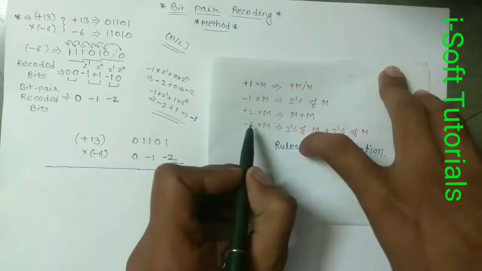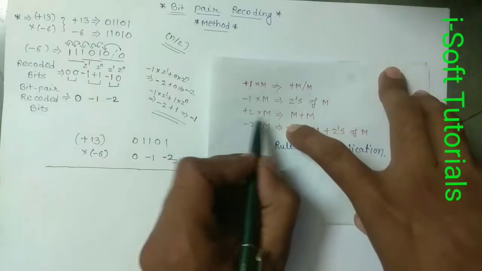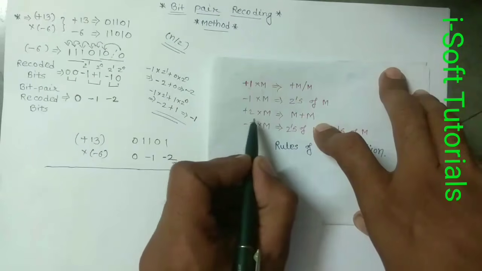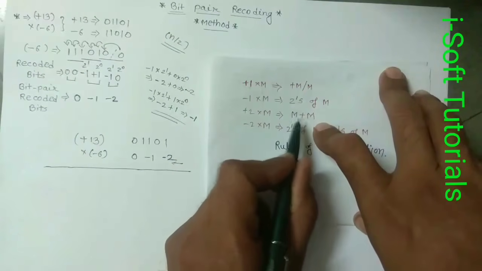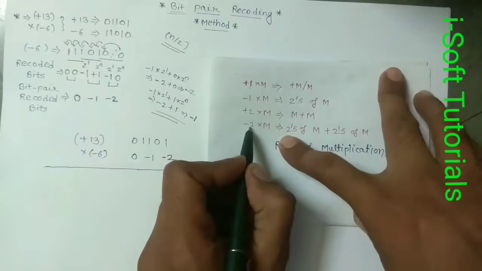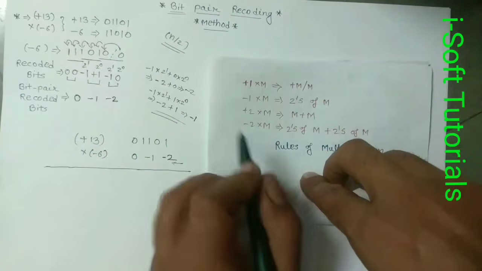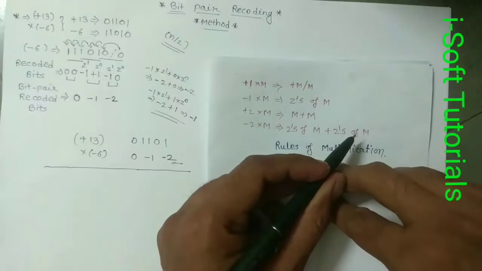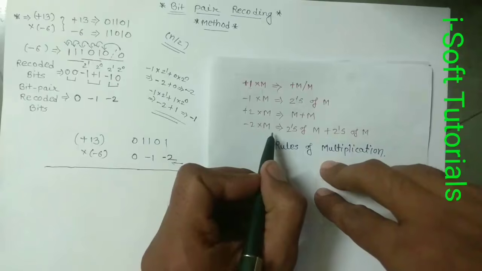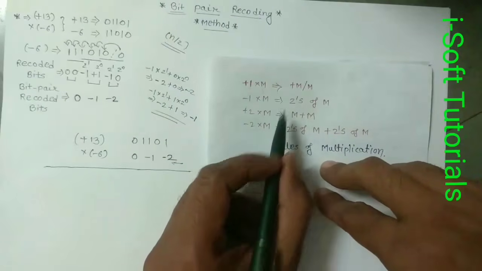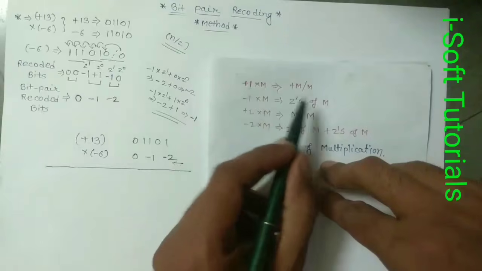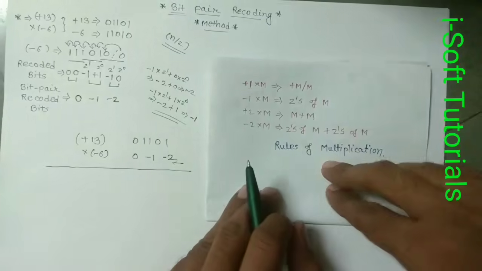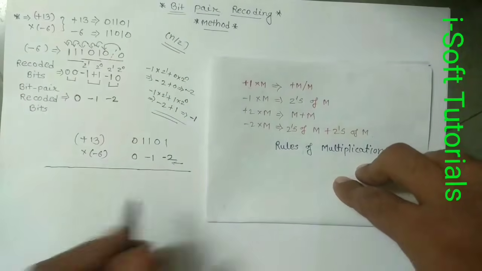Then for plus 2 and minus 2, the rule we can use is plus 2 into m equals m plus m. Means if we are multiplying it by 2, we will just add it 2 times, m plus m. If we are multiplying it by minus 2, then we will add its 2's complement, so 2's complement of m plus 2's complement of m equals minus 2 into m. If you calculate this result with an example, you can understand that the left hand side is equal to the right hand side. So these rules for multiplication you can use here in the bit pair recoded method.